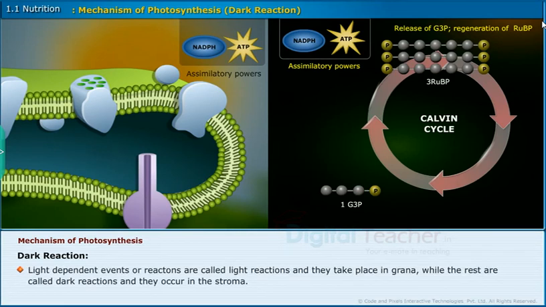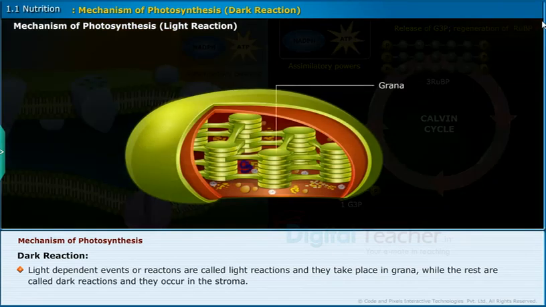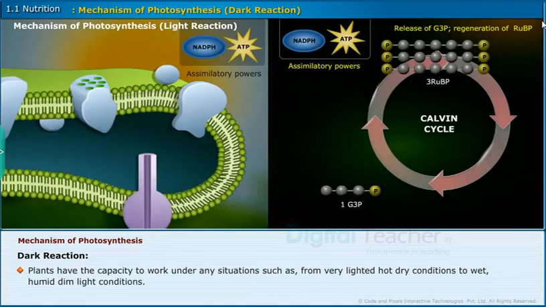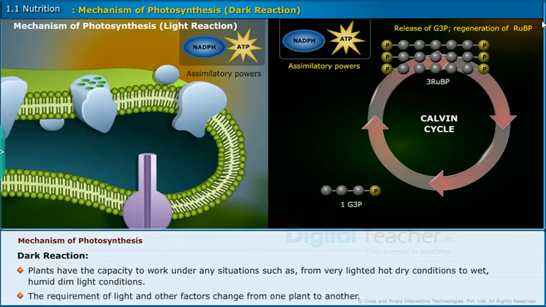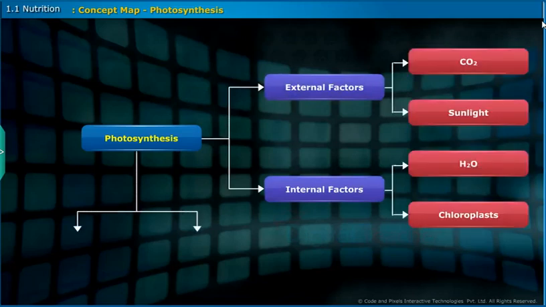Light-dependent events or reactions are called light reactions, and they take place in the grana, while the rest are called dark reactions and they occur in the stroma. Plants have the capacity to work under any situations, from very lighted, hot, dry conditions to wet, humid, dim light conditions. The requirement of light and other factors changes from one plant to another. Let us now look into the concept map of photosynthesis.